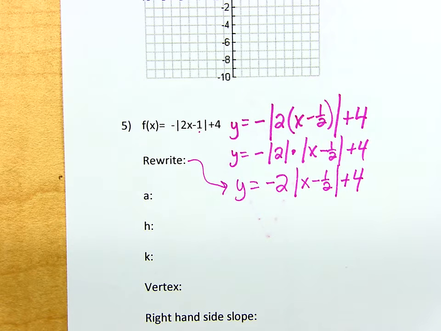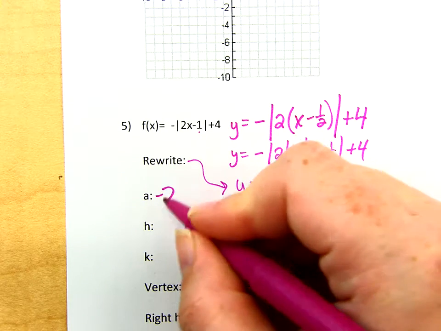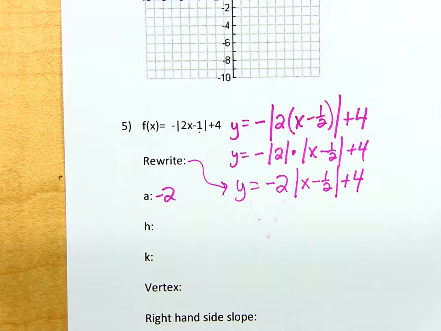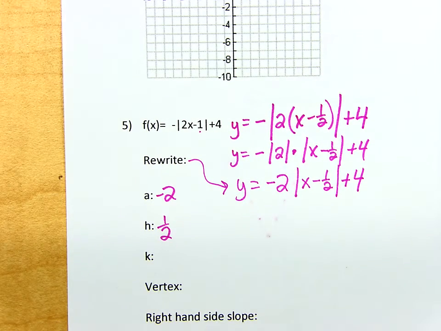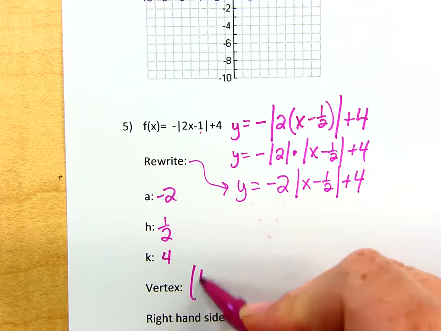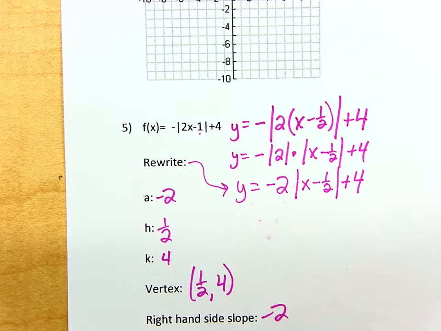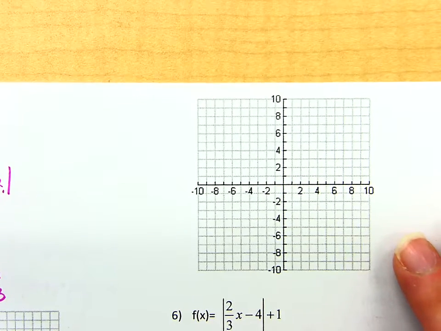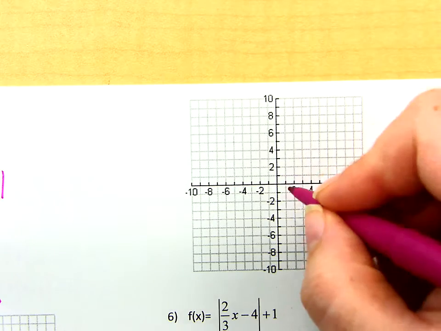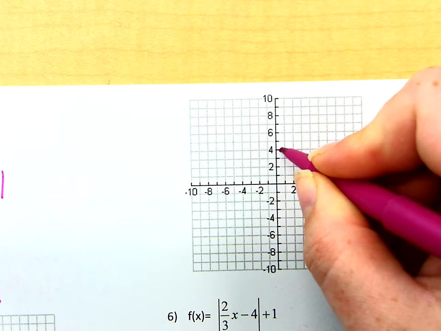Now you guys know what to do, I hope. So, A is -2. What's H this time? A +1/2. You can shift the whole graph just over a half instead of a whole, right? You're just going to move it a half. So H is 1/2. K is 4. So your vertex is going to be at 1/2, 4. What is the right-hand side slope? -2. And the left-hand side? +2. Now, I ran out of space on the bottom for the graph, so it's just the top one over here. So if we follow what it says, 1/2, 4. So you're going to have your vertex right about there.